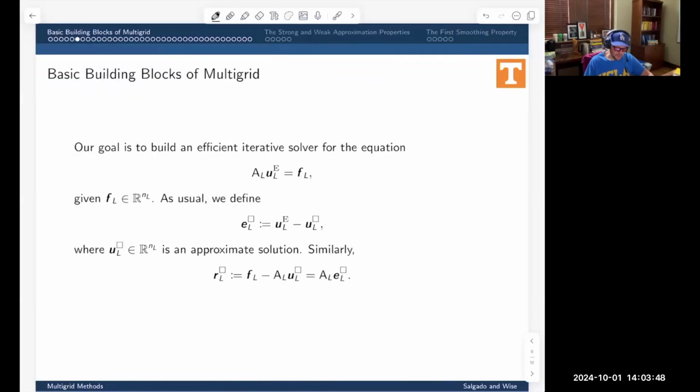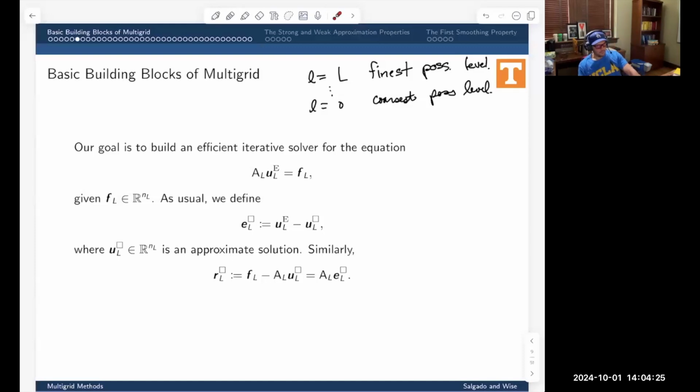And now our goal is to solve, what would our goal be? Our goal would be to solve the problem on the finest possible level. The finest possible level is the level L equals capital L. And the level L equals 0, well, that's the coarsest. So what have we seen previously? We've only seen previously L equals 1 and L equals 0. The finest possible level was the level L equals 1, and the coarsest level was L equals 0.